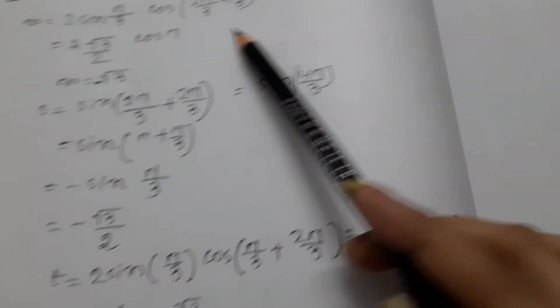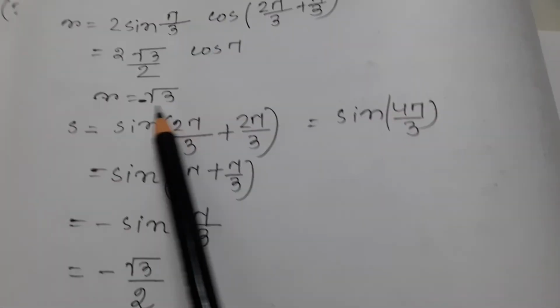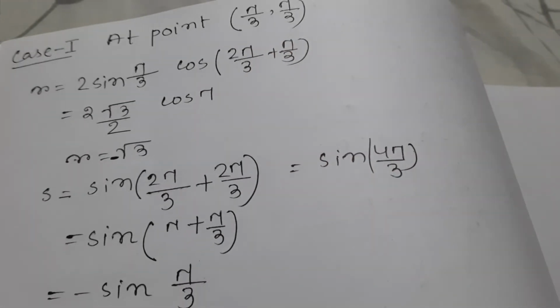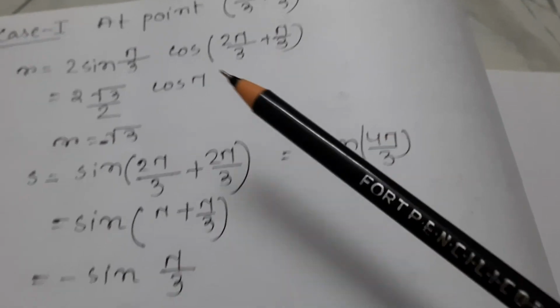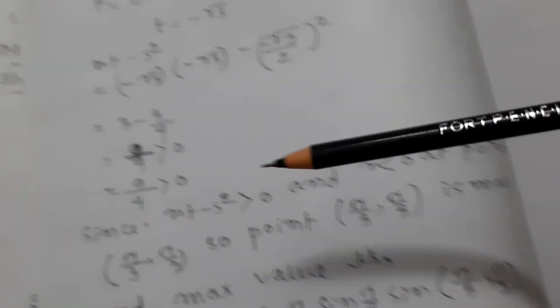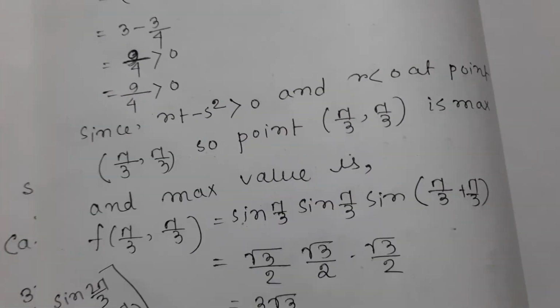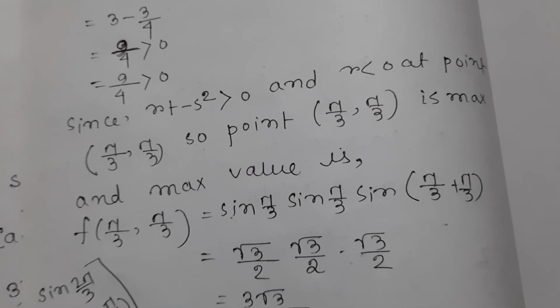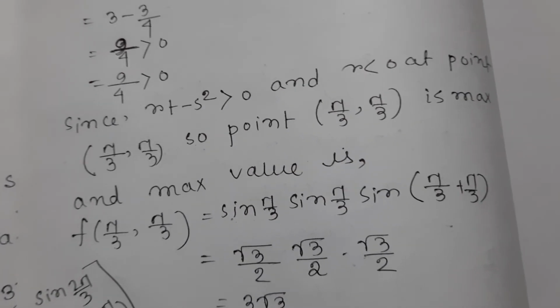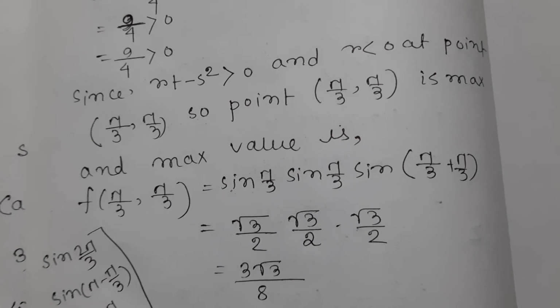Please calculate the point 2 pi by 3, 2 pi by 3, that means case 2, yourself and see whether it is maxima or minima, and find the maximum or minimum value. And comment here.